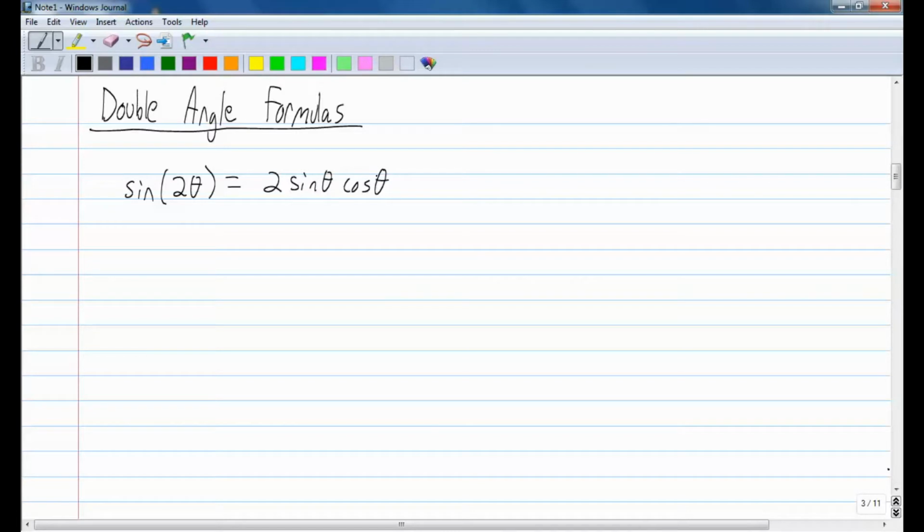Something that would be handy maybe working an identity or working a problem where maybe we couldn't solve the sine of 2 theta very easy, but we could figure out what theta was equal to and just plug it in here and work it out faster.